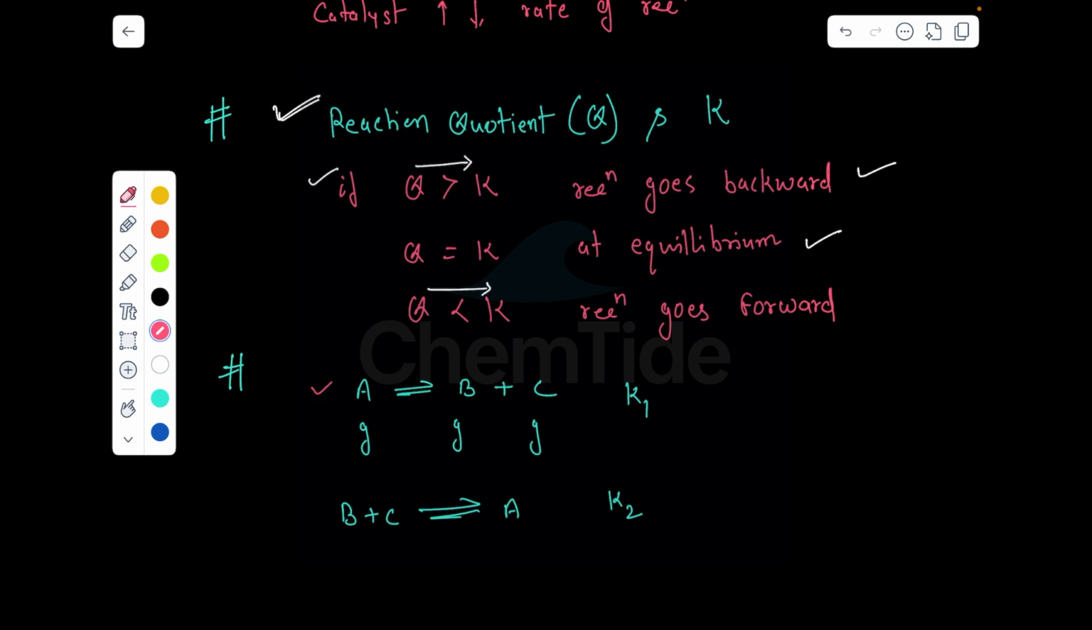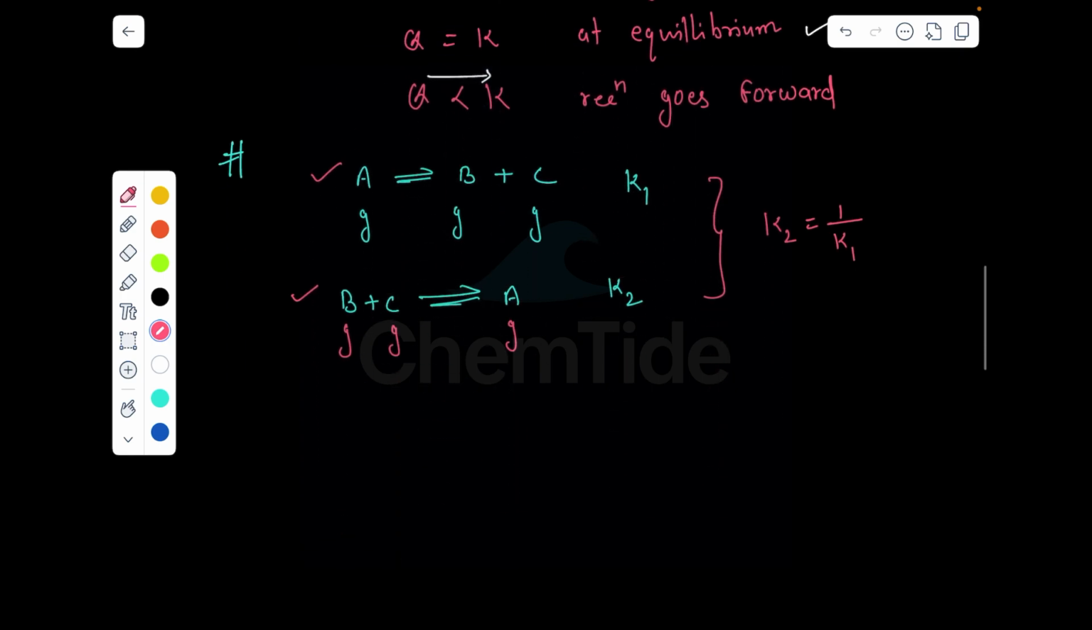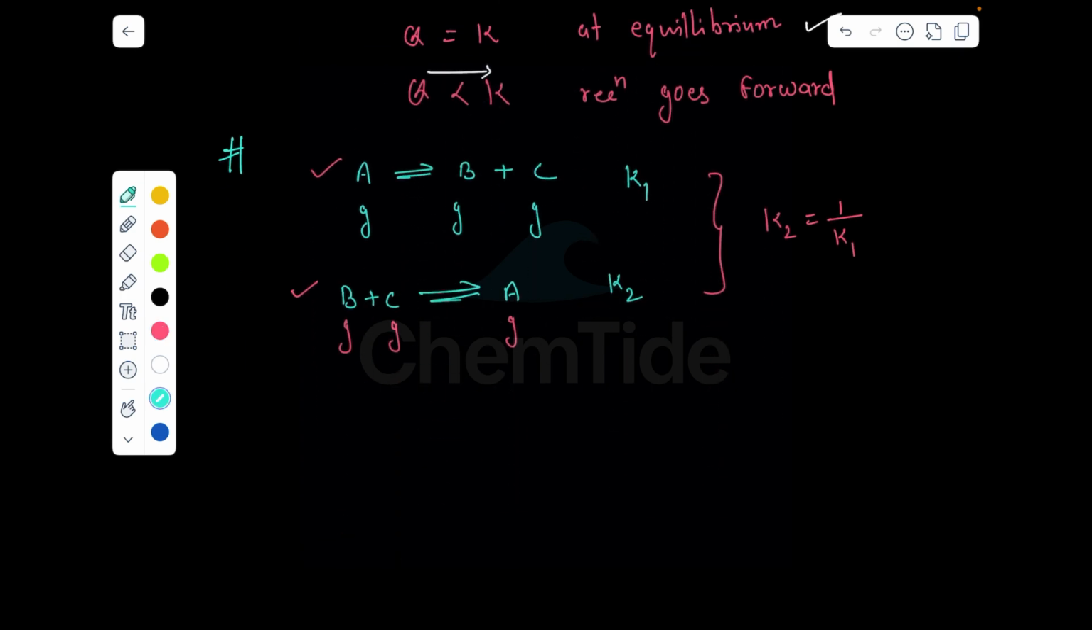If reactions are equal and opposite, you can see both are equal and opposite reactions. In that case, the equilibrium constants become just reciprocal of each other. K2 becomes the reciprocal of K1. Suppose I multiply the same equation by 2, B plus C. This is K1, and for K2 I'm simply writing B plus C. So the K2 value is actually equal to K1 because both reactions are the same, only multiplied by 2.